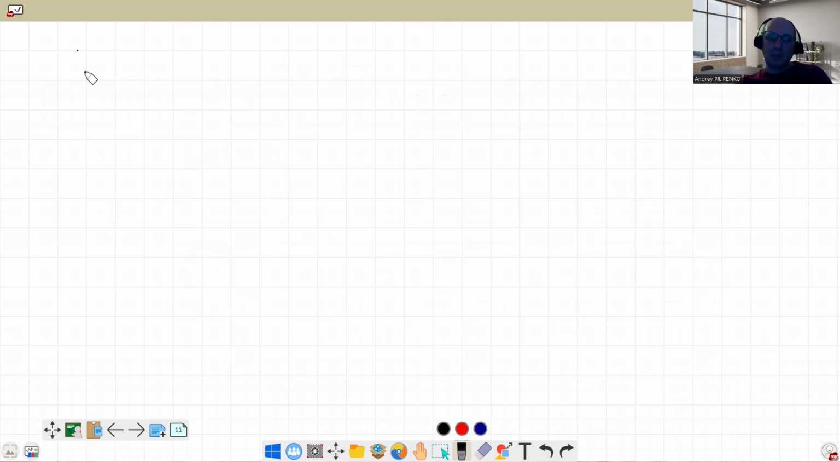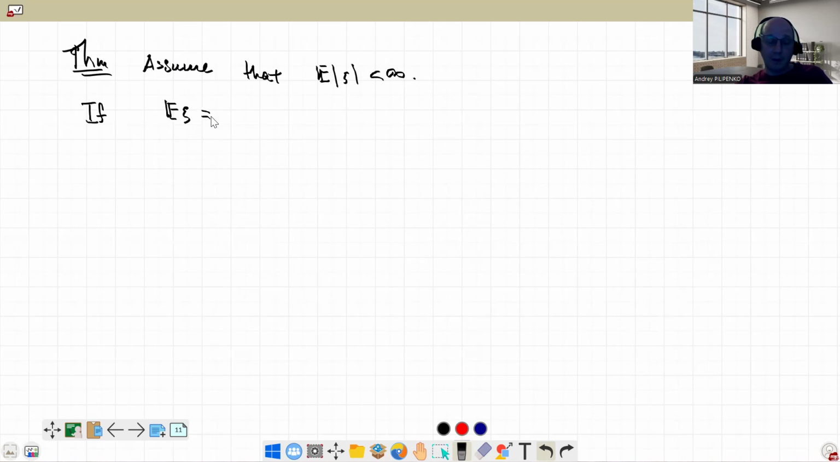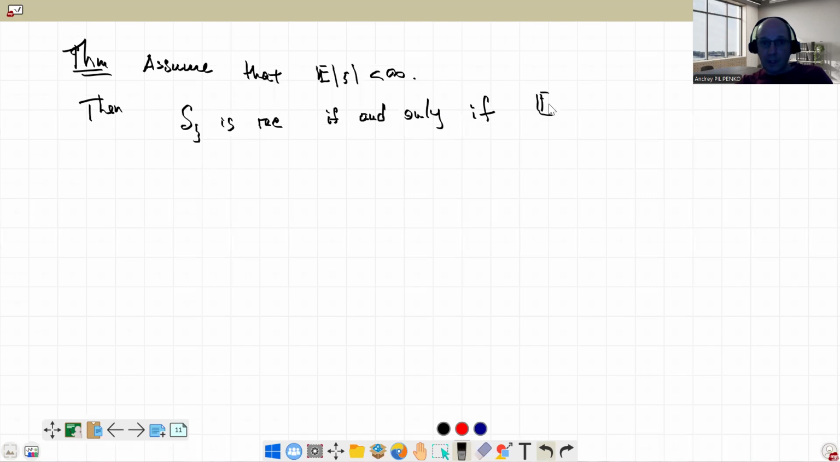And the last example, maybe a theorem, is this. Assume that xi is an integer valued random variable with finite expectation. Then xi is recurrent if and only if the expectation of xi is 0.